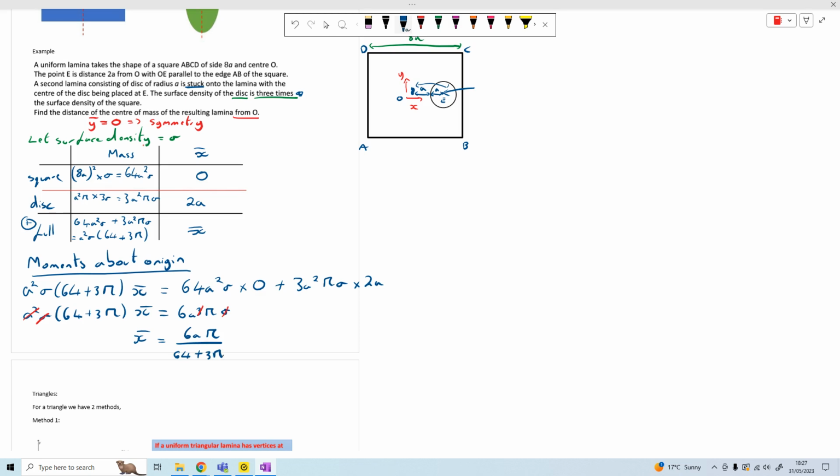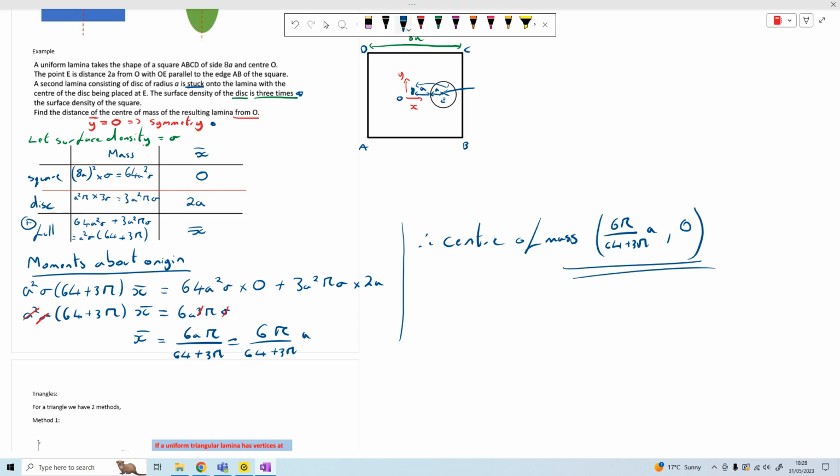In this case, I've got a letter involved. I've got a, so I can leave it as that. I'm actually going to write it as 6 pi over 64 plus 3 pi, times a, just so I have a coefficient. I could technically type it into my calculator, but it's not going to give me a nice number, so I'm going to leave it as that. So I'm just going to write, therefore, center of mass. This is the x coordinate, 6 pi over 64 plus 3 pi, times a, and then its y component from the beginning was 0 by symmetry. So there is my center of mass for this shape.